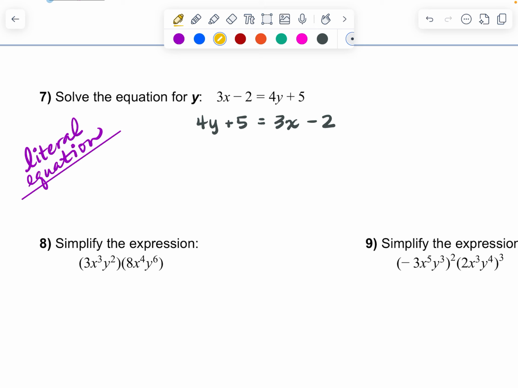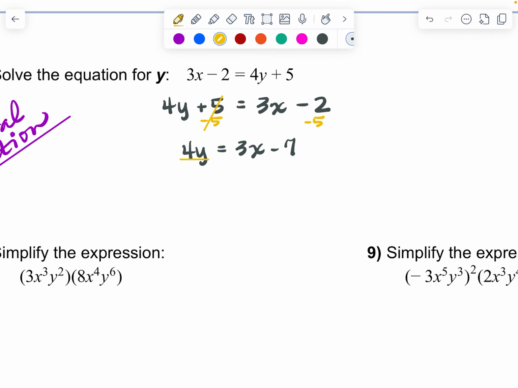I happen to notice that I need to start getting this y by itself, and we always move the number that's not attached to the variable first. So we need to get rid of this plus 5. We're going to subtract 5, and I can only subtract constants from other constants. So that's going to give me 4y equals 3x, and then negative 2 minus 5 is going to give me negative 7.